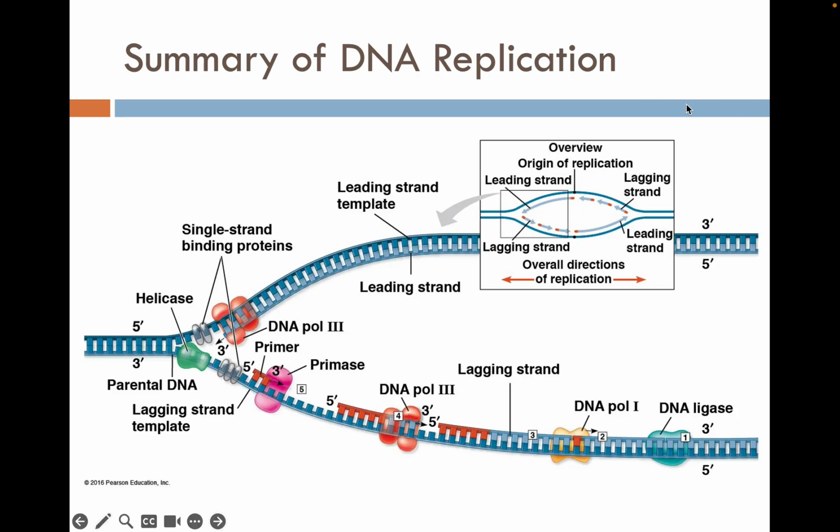All right, so as you're looking at this, you're going to need to know the major enzymes that are involved and the roles that each of these enzymes play. You should be able to explain what an origin of replication is, explain the lagging strand and the leading strand, and the replication bubble. You should also know why DNA replication is semi-conservative.